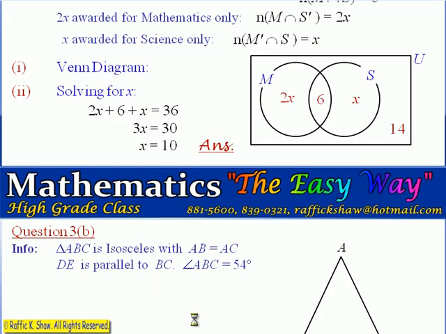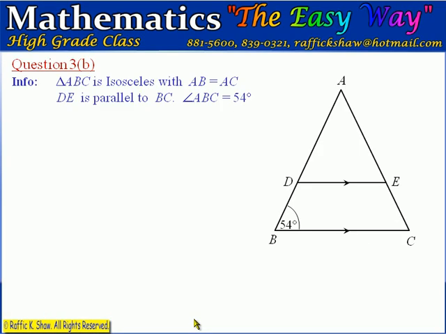Let's move down now to part B. Now part B gives us this isosceles triangle ABC with AB being equal to AC, and we are told that DE is parallel to BC, and also we are given this angle here, angle ABC is 54 degrees.